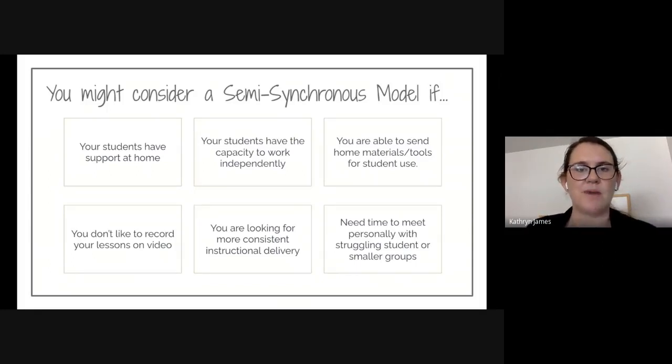So again, we are going to pause for a moment so you can take some notes on semi-synchronous, and then Maggie is going to take over and share with you flipped.